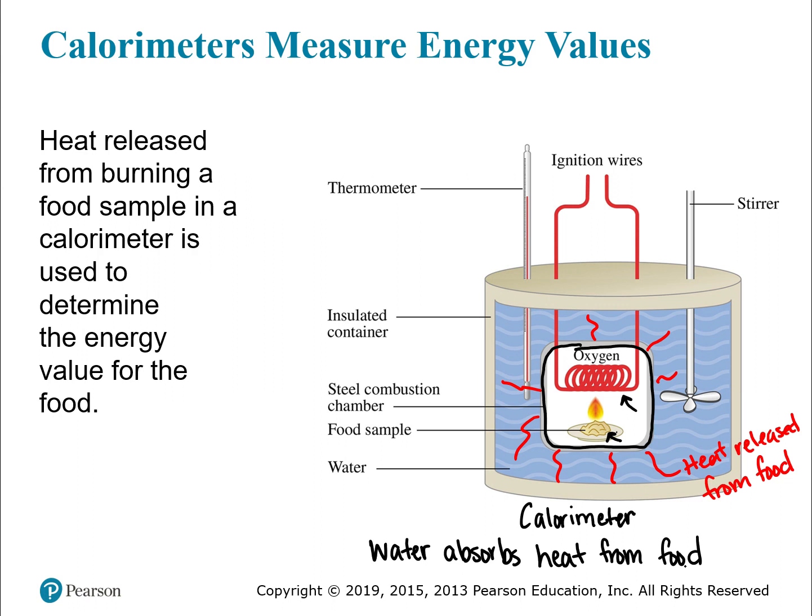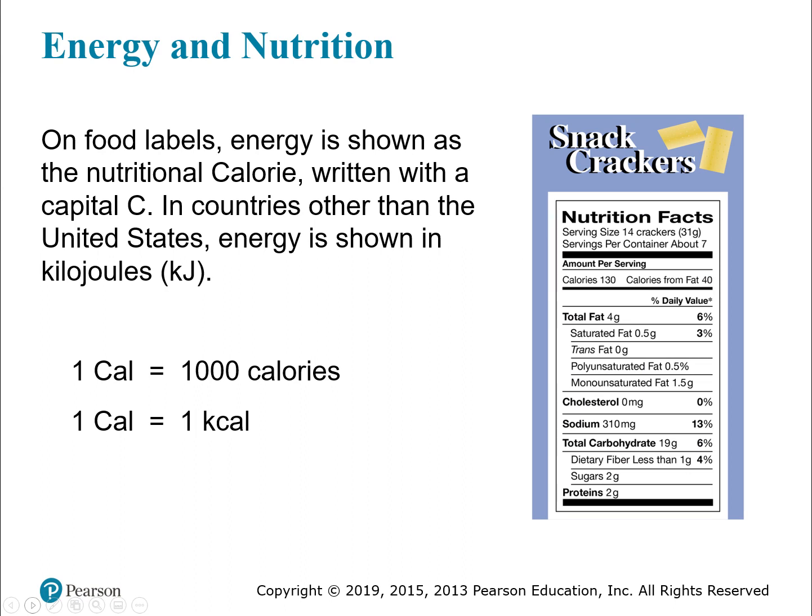You can measure the temperature change of the water using a thermometer. You see that it's poking down into the water there. And that temperature change gives you information about how much energy was released from the food. And like I said, on food labels, you have the nutritional calorie, which is a kcal. Here's your equality right here. 1 capital C calorie is equal to 1 kilocalorie.